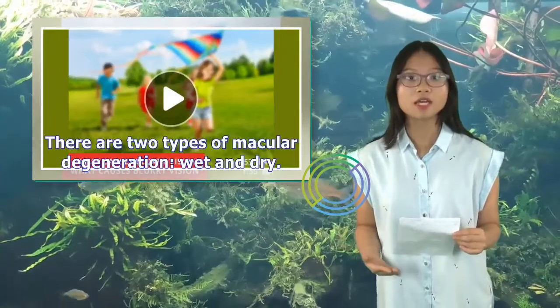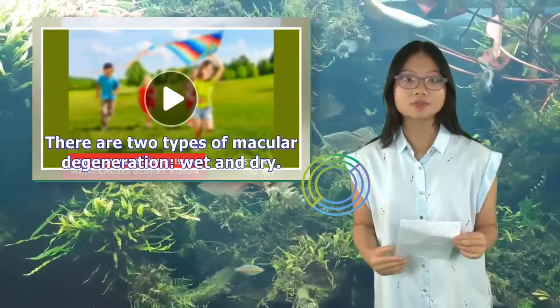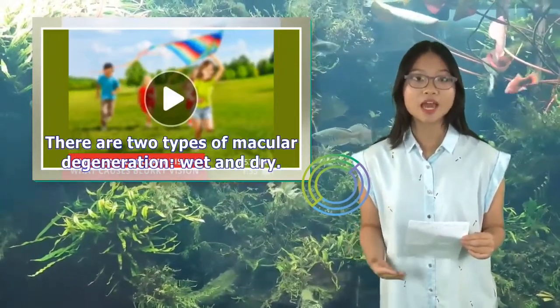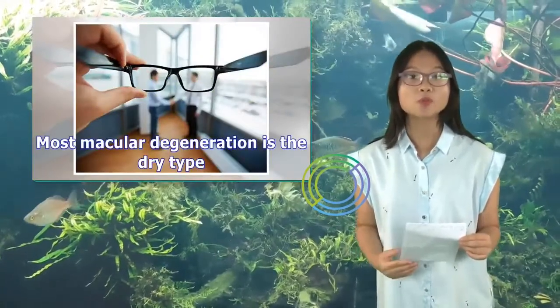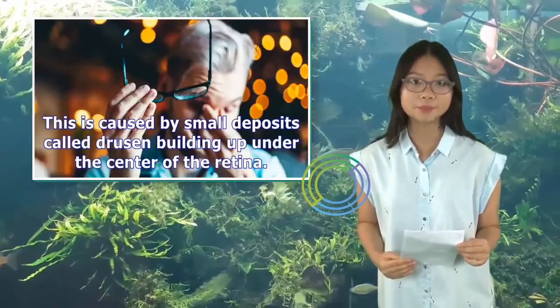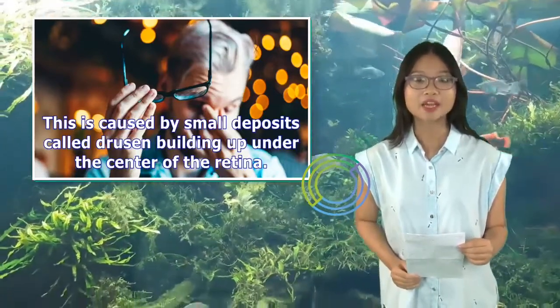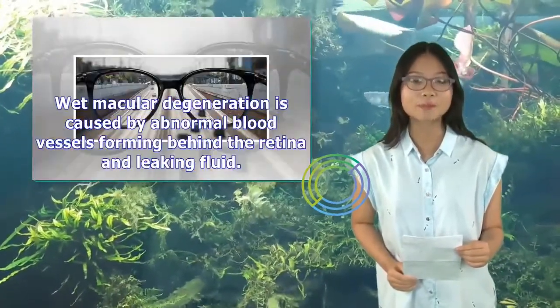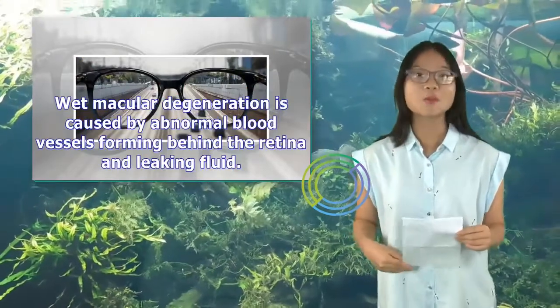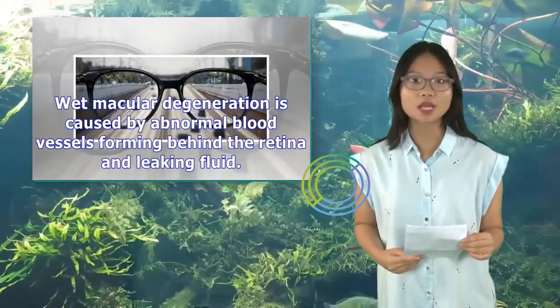There are two types of macular degeneration, wet and dry. Most macular degeneration is the dry type. This is caused by small deposits called drusen building up under the center of the retina. Wet macular degeneration is caused by abnormal blood vessels forming behind the retina and leaking fluid.